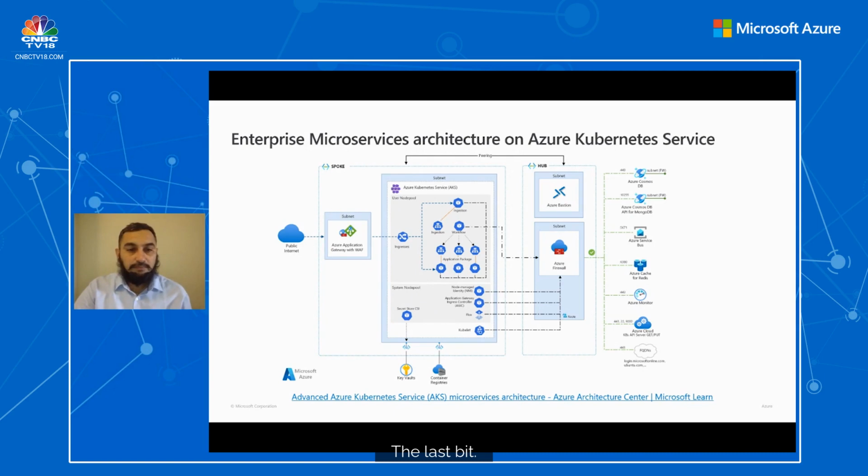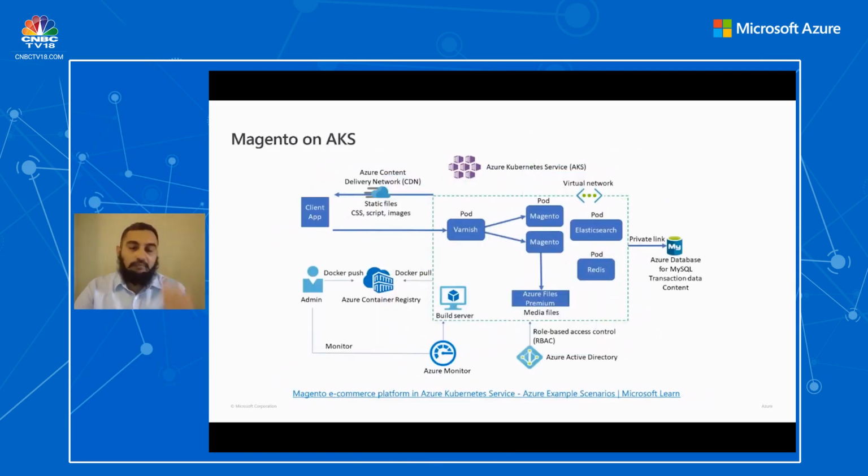The last bit. The next one is, we also have something called Magento on AKS. Magento is a very good e-commerce platform. So we show you how you can set up your Varnish pods, your Magento pods, your Elasticsearch and Redis that is required, and how they can work inside of a Kubernetes cluster. And obviously the static images and everything is still coming out of a CDN, which is Azure CDN. Again, from a cluster perspective, the setup is very simple. It is just that your internals vary.